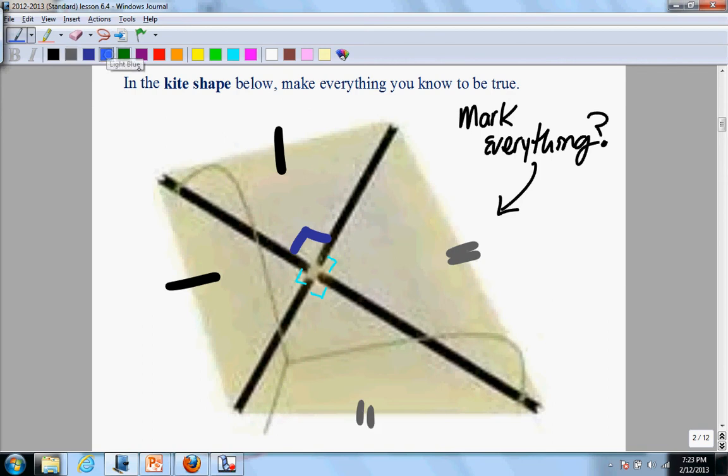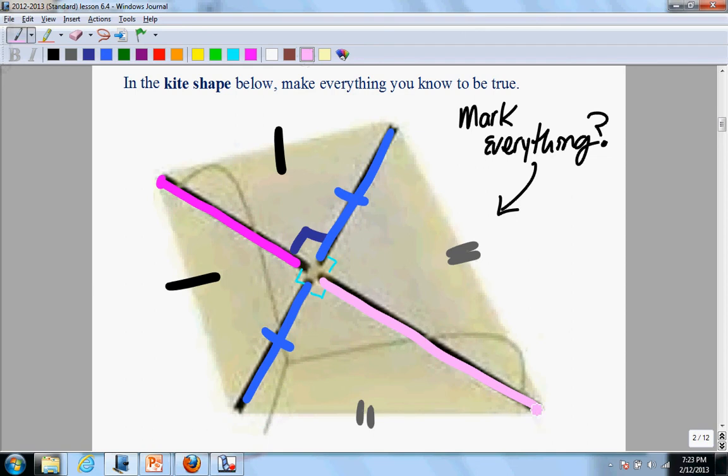Third, these segments from here to here and here to here are congruent. They are cut in half. But very importantly, from here, the dark pink and the light pink, those are not congruent, so there should be no hatch marks there.